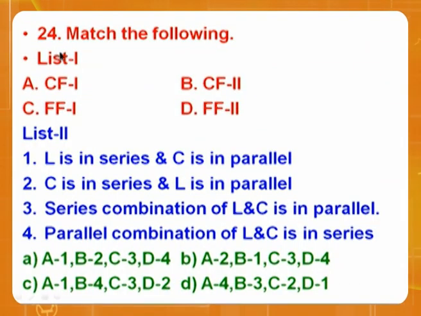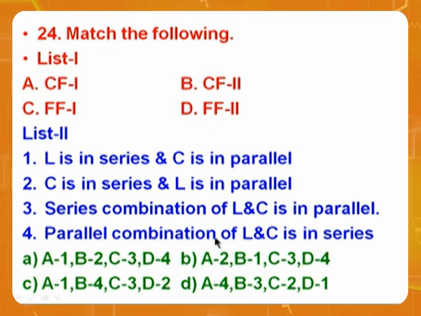Next, matching. Match the following: list 1: A, Cauer form 1, Foster form 1; B, Cauer form 2, Foster form 2. What is list 2? L in series, C in parallel. C in series, L in parallel. Series combination of L and C in parallel. Parallel combination of L and C. Very simple. Just now I told you. Forget about the A, B, C, D options. First let us enjoy these options. Series combination of parallel, that's Foster form 1. Parallel combination of LC in series.